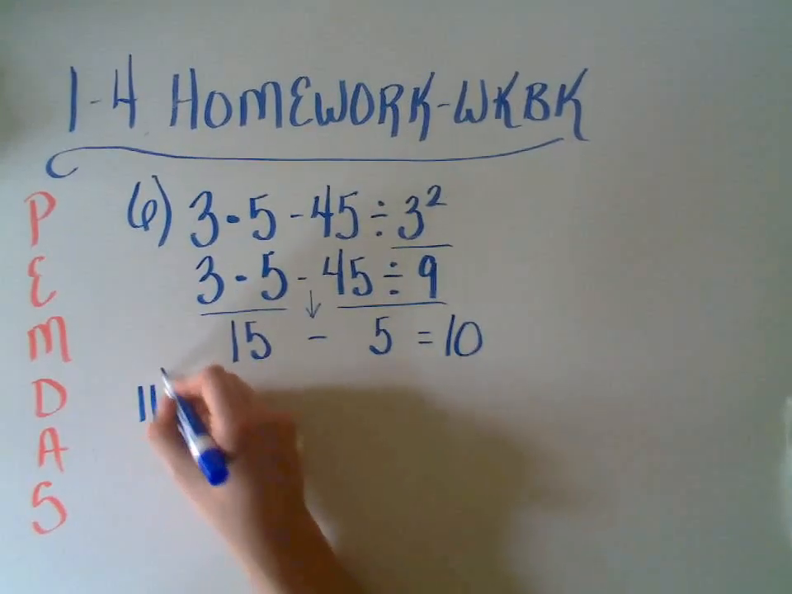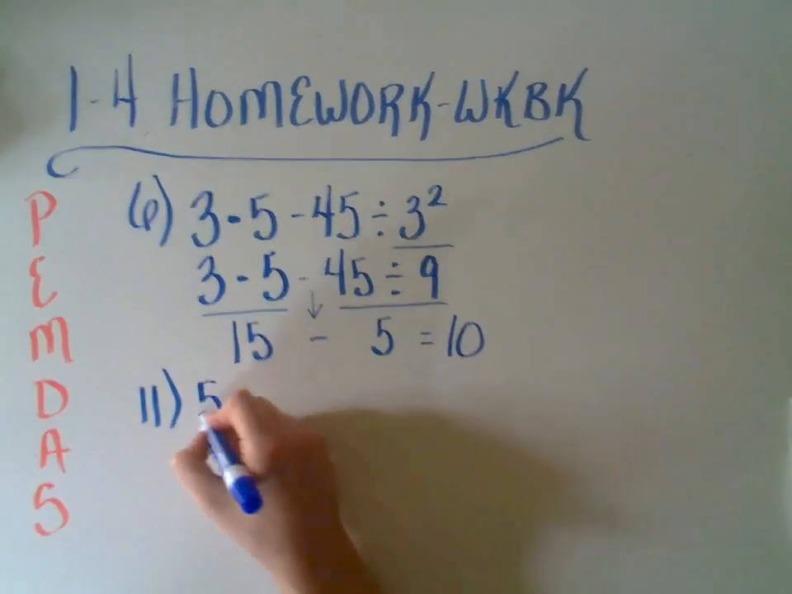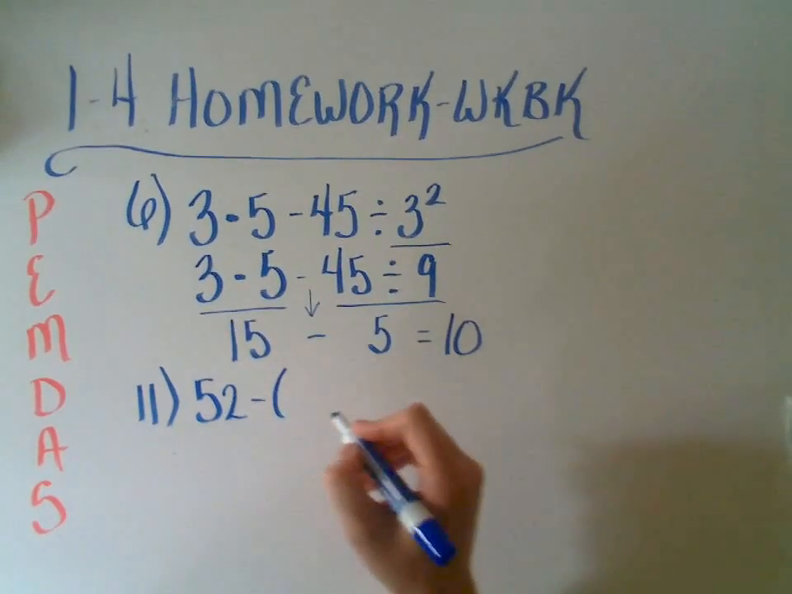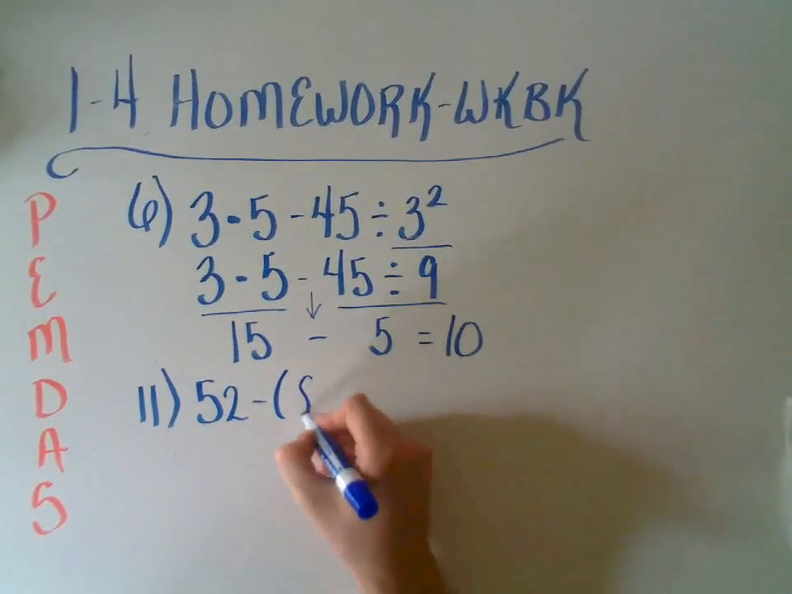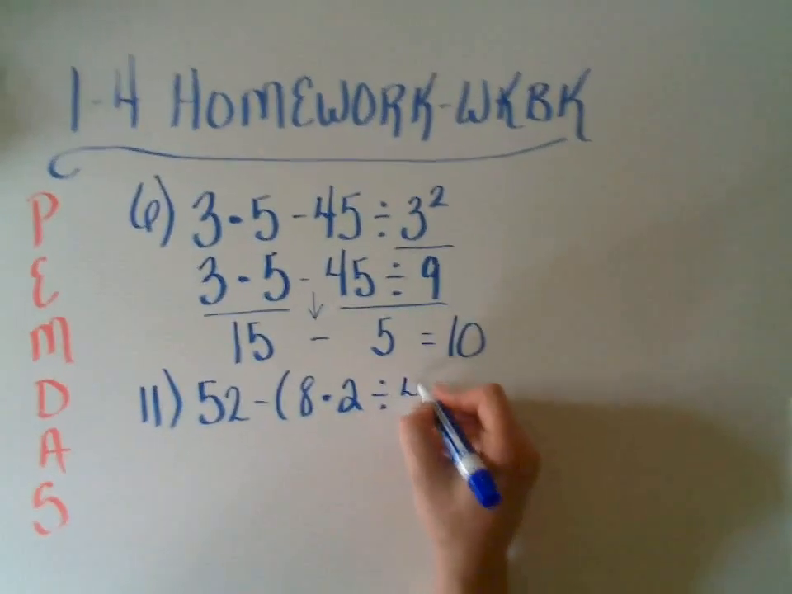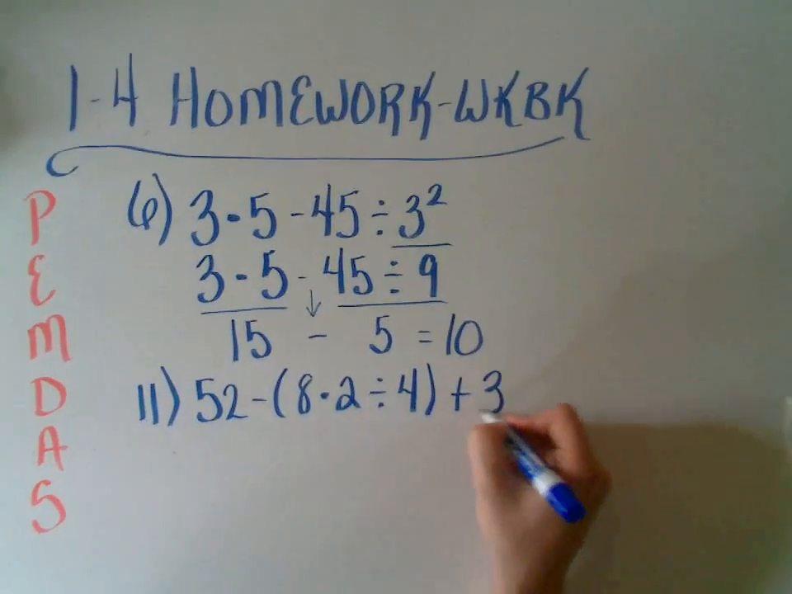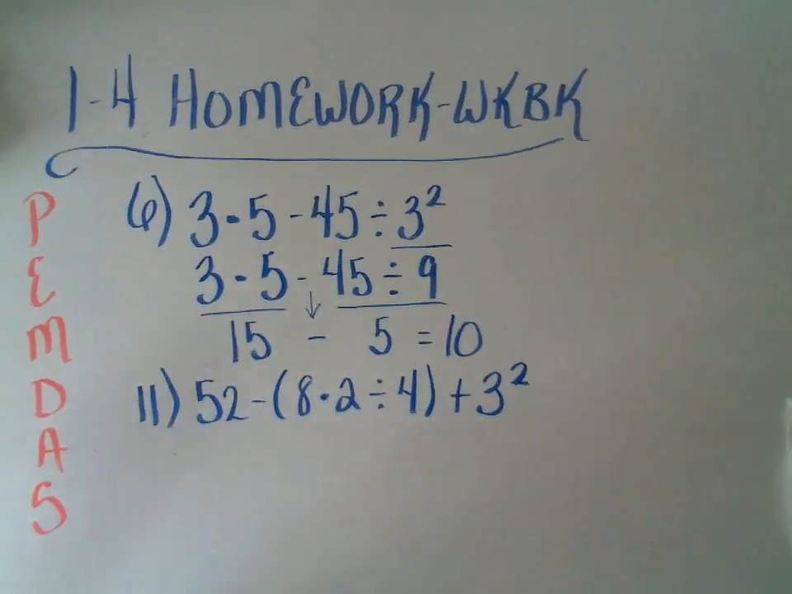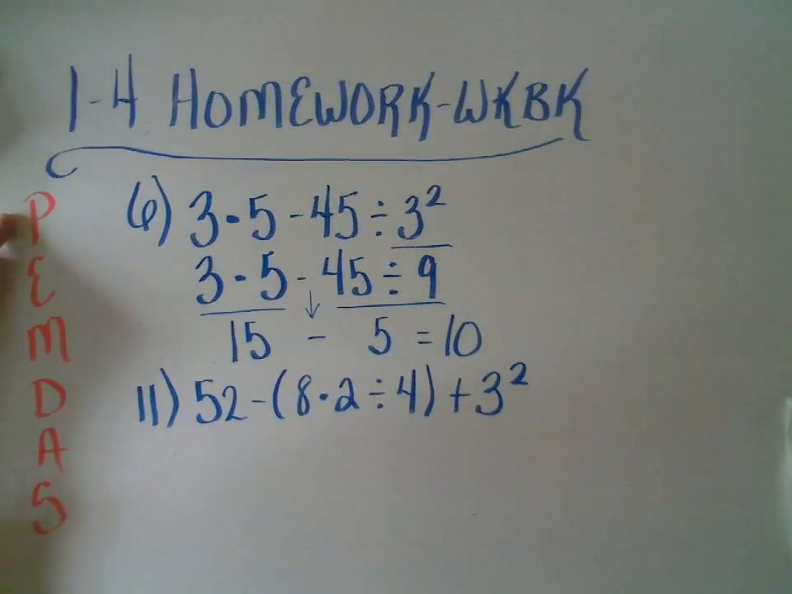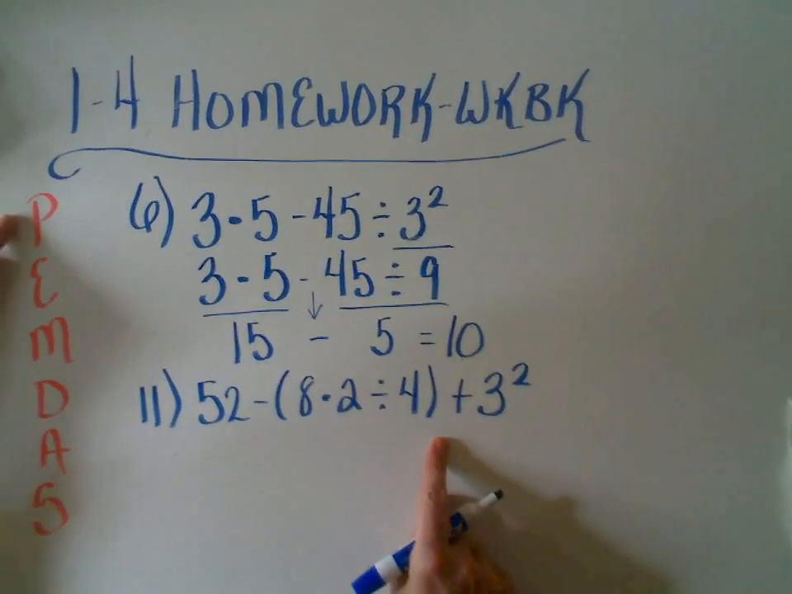Okay, let's take a look at question 11, same directions. Just a different question: 52 minus, and then parentheses, 8 times 2 divided by 4, and that's going to close the parentheses, and then we're going to write plus 3 squared. Okay, so back to the top of the order of operations, parentheses. Well, as you can see, we do have parentheses here. This whole area is going to get tackled right away here.